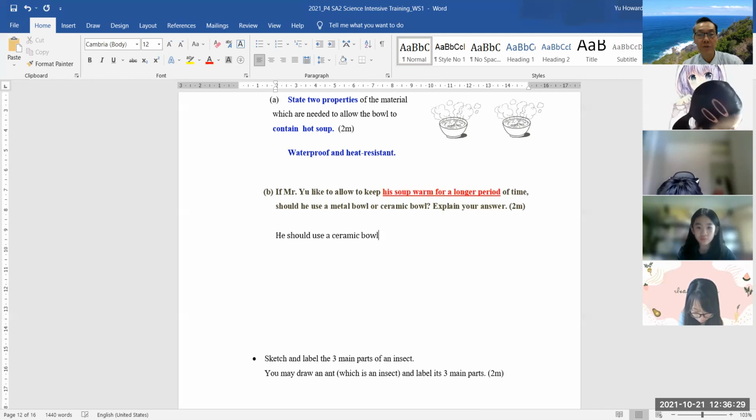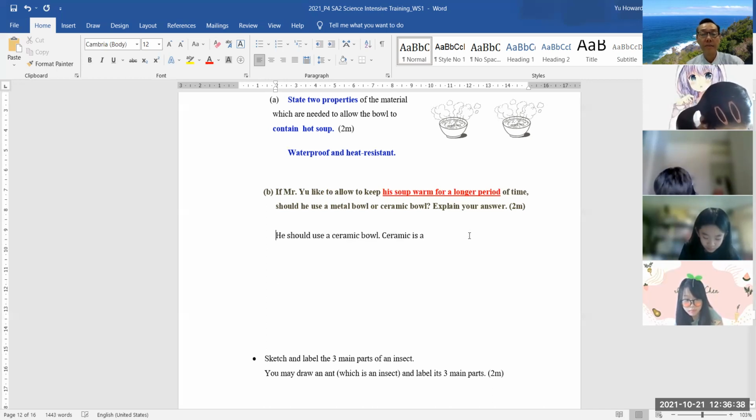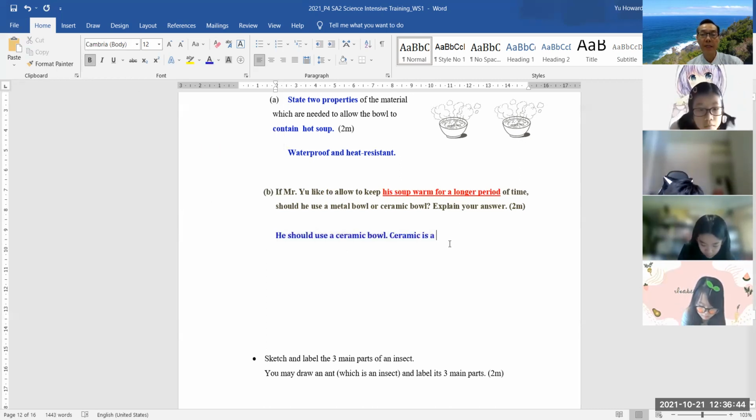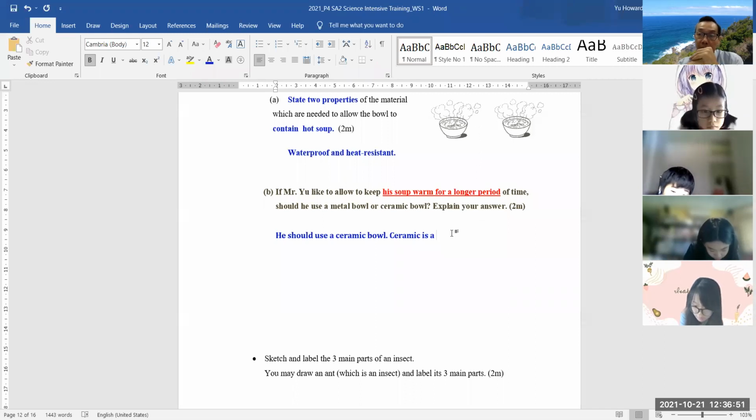So you write down first, he should use, then you explain. You say ceramic is okay because this one needs comparison. You know what is comparison? Because in this question, you must be able to compare metal and ceramic. So the word you use must be a comparative adjective. Do you know what's a comparative adjective? Like poorer, better, worse, something like that.